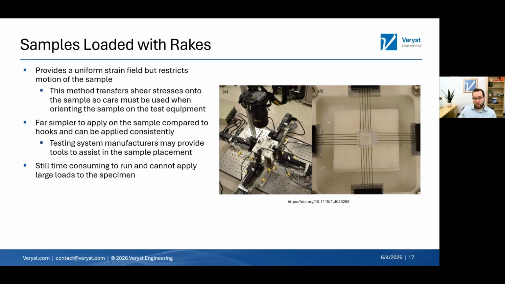The disadvantage of that is that the hooks will transfer load under shear, and so you get this artificial stiffening effect because of that. It's not as strong as it is with clamps or with cruciform, but it's still present compared to hooks and suture. And so you have some problems when you have a poor sample alignment. Some testing system manufacturers actually provide the tools to assist in the sample placement and will provide their own rakes as well, which makes this considerably easier. It is still time consuming to run compared to a cruciform test or a clamp test, or certainly a uniaxial test. And you can't apply large loads again because you'll just rip them straight out.